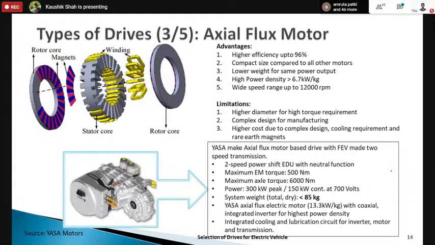Again here, I have given a source of YASA Motors as a reference, which is giving a good equation. As I mentioned, the flux, look at this, it is 13.3 kilowatt per kg. Okay, so this is pretty good power density it gives, and which will be beneficial in terms of compact size.